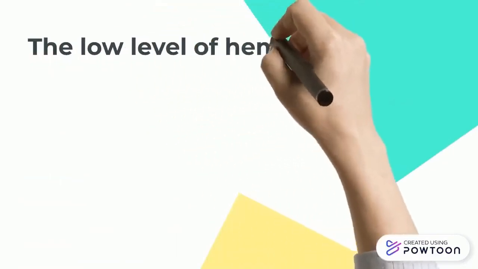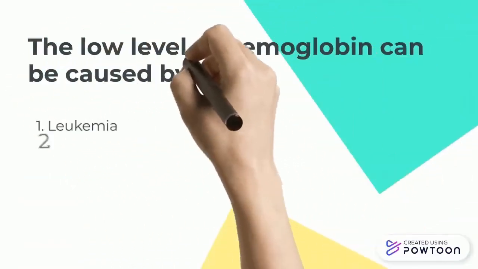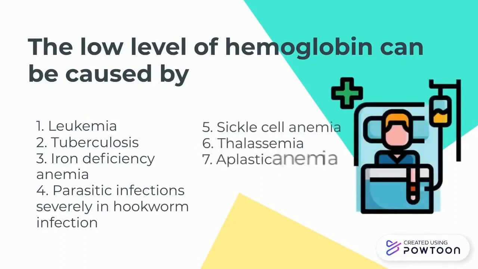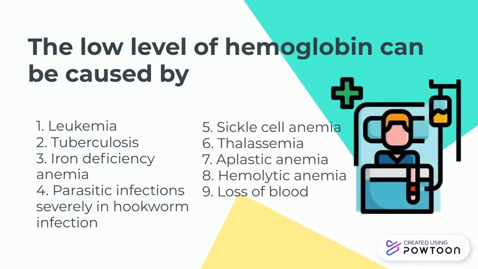The low level of hemoglobin can be caused by leukemia, tuberculosis, iron deficiency anemia, parasitic infection, especially hookworm infection, sickle cell anemia, thalassemia, aplastic anemia, hemolytic anemia, and lastly, loss of blood.